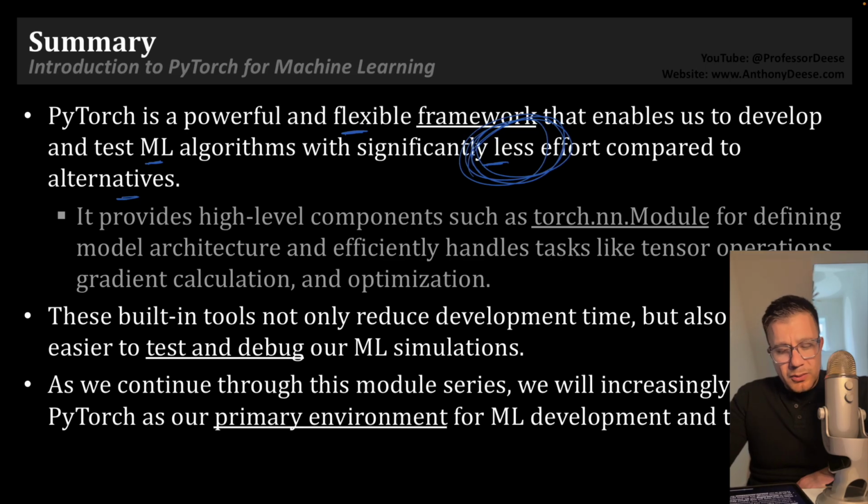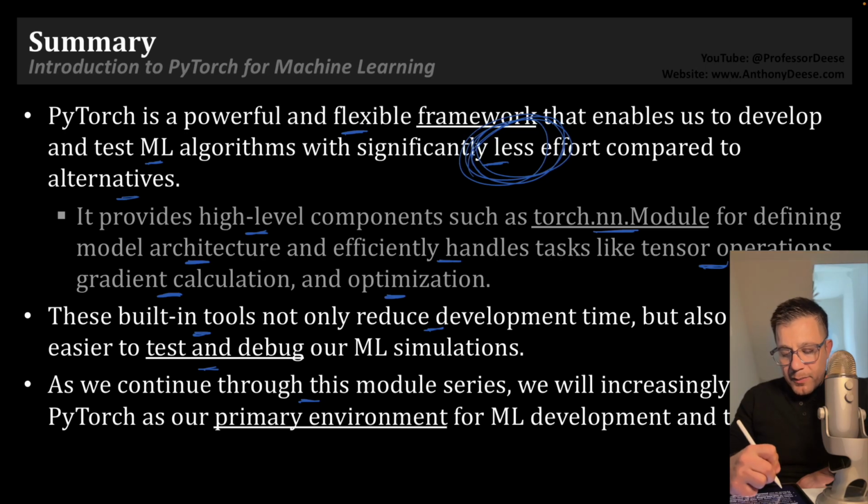TensorFlow become absolutely essential. PyTorch provides high-level components, such as the torch.nn.Module class, for defining model architecture and efficiently handling tasks like tensor operations, addition, subtraction, multiplication, calculating gradients, and then optimization. These built-in tools not only reduce development time, but also make it easier to test and debug our machine learning simulations. As we continue through this module series, as we continue to discuss artificial intelligence, we will increasingly rely on PyTorch as our primary environment for machine learning development and testing.